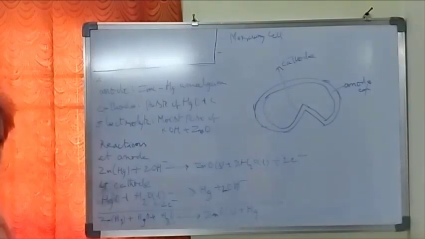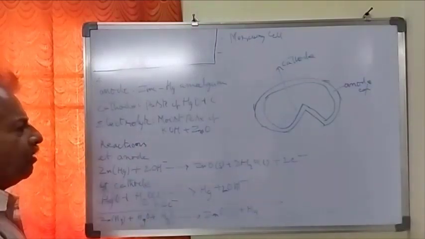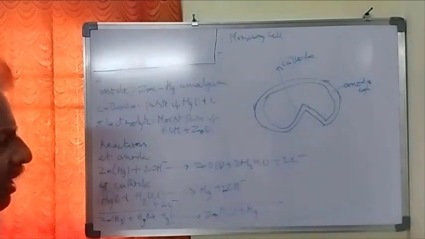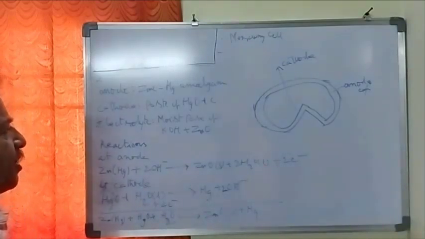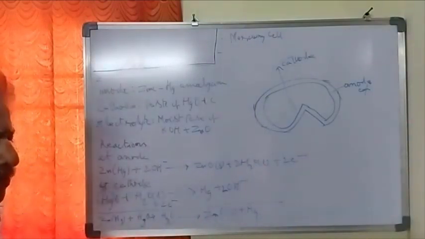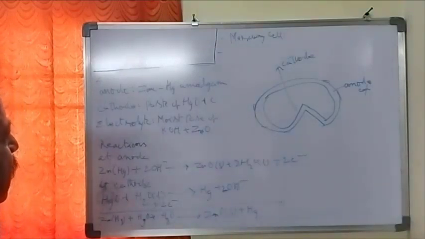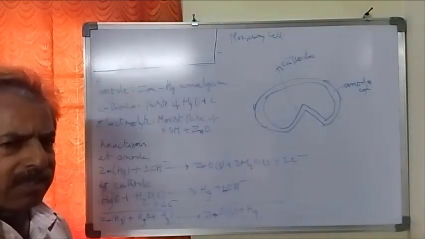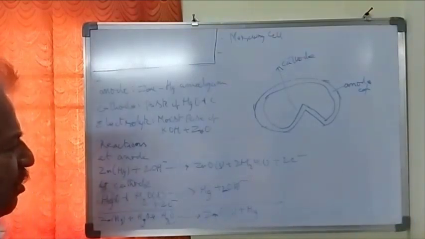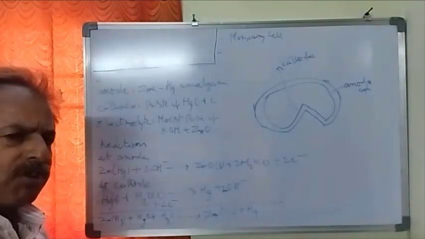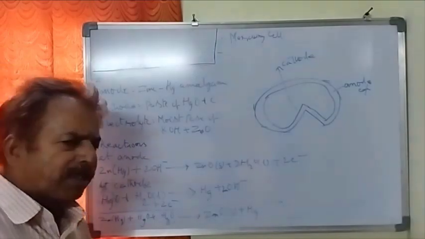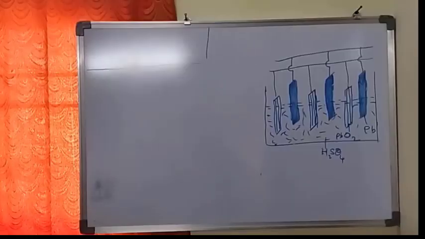So these are the primary cells. Now let us discuss the secondary cells. Primary cells are those which can be used only once. Dry cell and mercury cell are primary cells. Secondary cells are those which can be recharged again and again. They are used in vehicles.